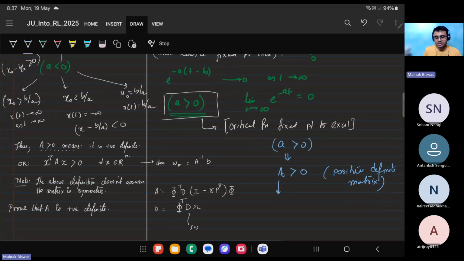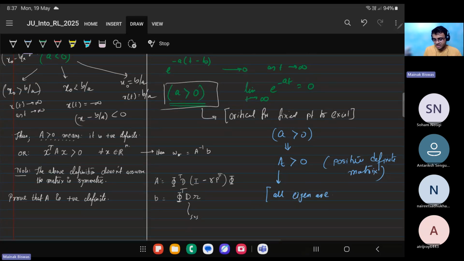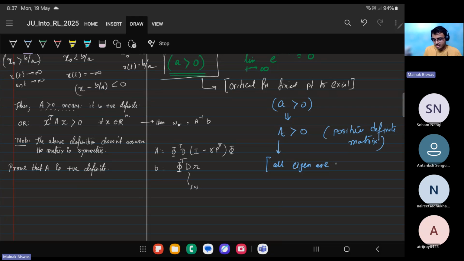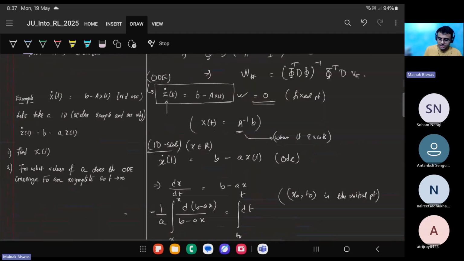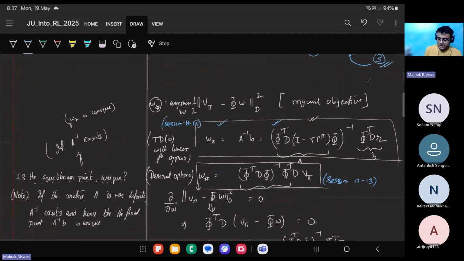So A greater than 0 means a positive definite matrix. What does a positive definite matrix mean? It has eigenvalue conditions, and leading determinants greater than 0. All eigenvalues are greater than 0; this is the sufficient and necessary condition. There are other conditions like symmetricity and so on. We really don't need those in our case because our matrix A is not symmetric.